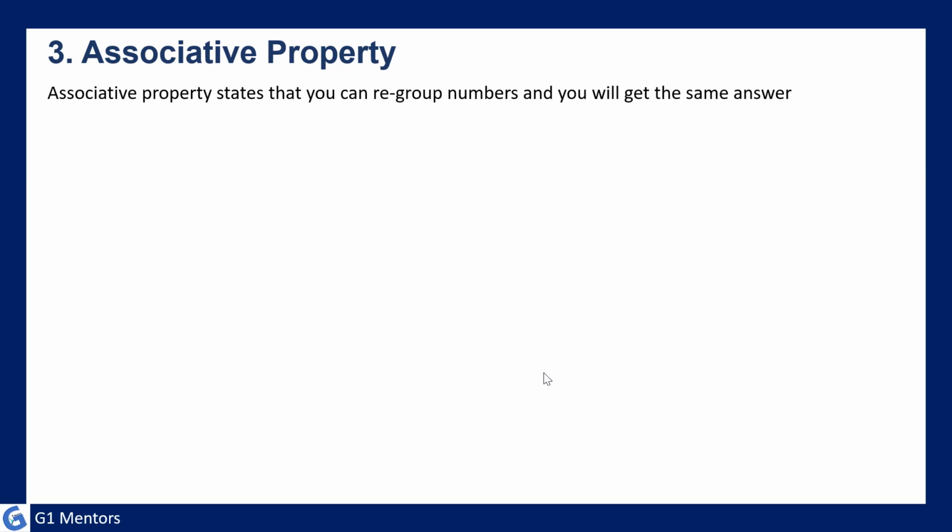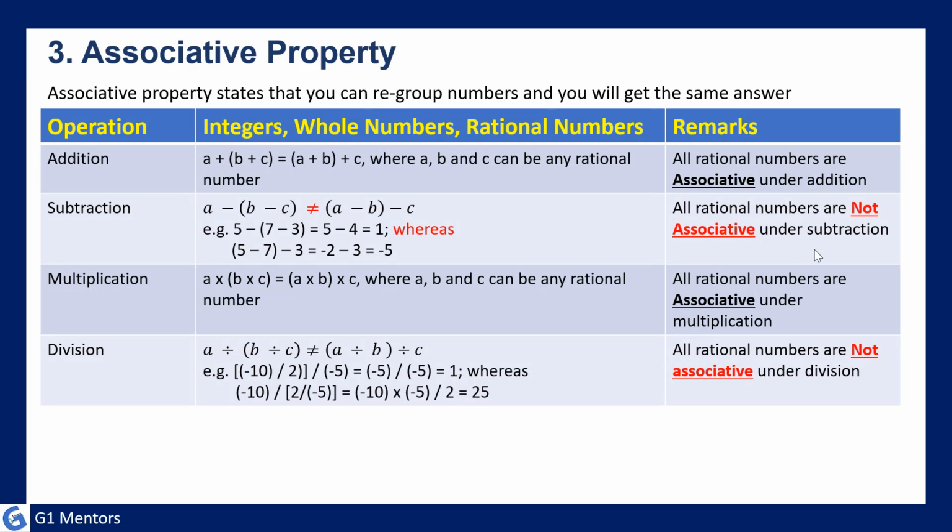Now let's go to the associative property. Associative property states that you can regroup numbers and you will get the same answer. In a similar way, addition and multiplication are associative for all rational numbers. That is, a plus b plus c is equal to a plus (b plus c), or similarly in multiplication. Whereas if we see subtraction and division, they are not associative for rational numbers. For example, (a minus b) minus c is not equal to a minus (b minus c).